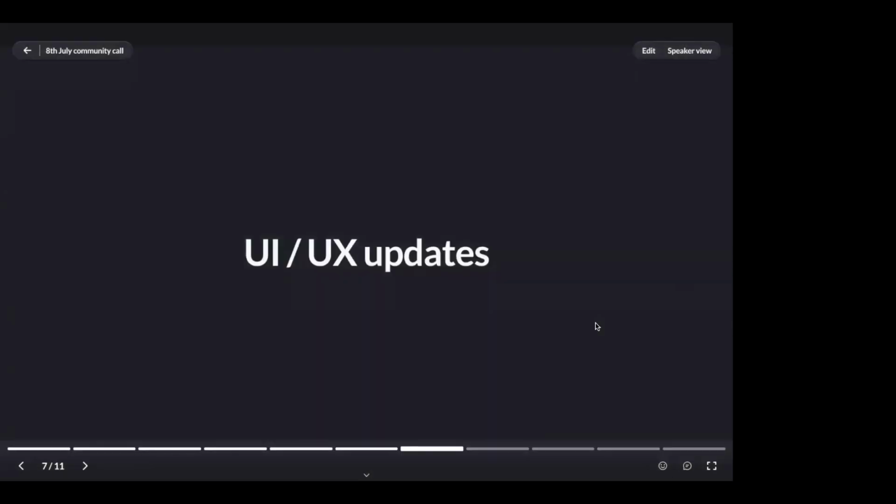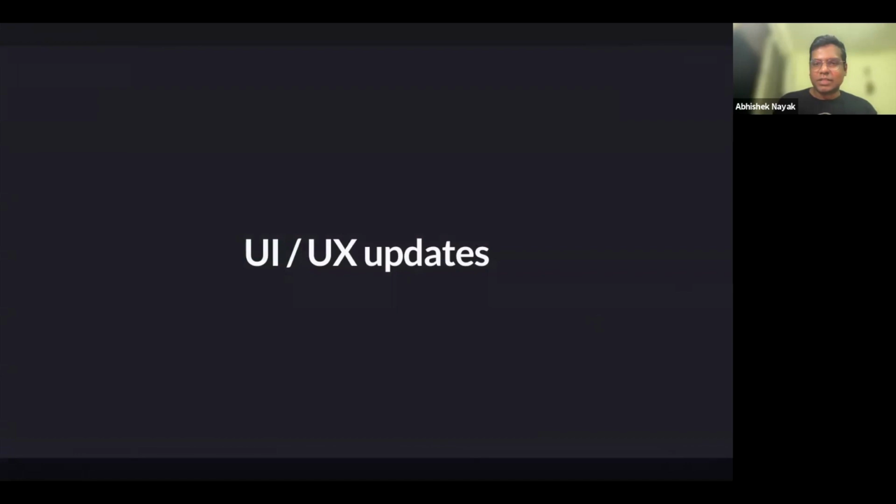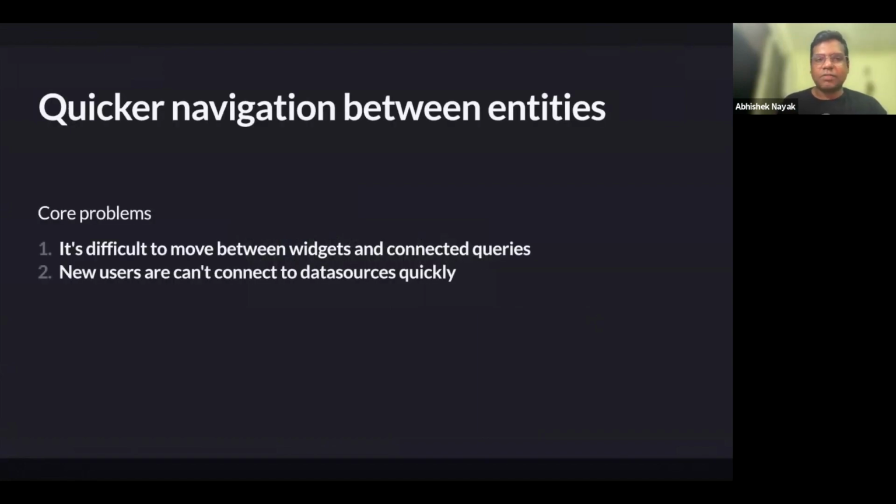So let's move on to the UI UX updates. We're going to talk about 3 main problems that we solved. Joy and I are going to talk you through our solutions for those and what they will look like once they're live. The first one was solving the problem of slow navigation between entities.